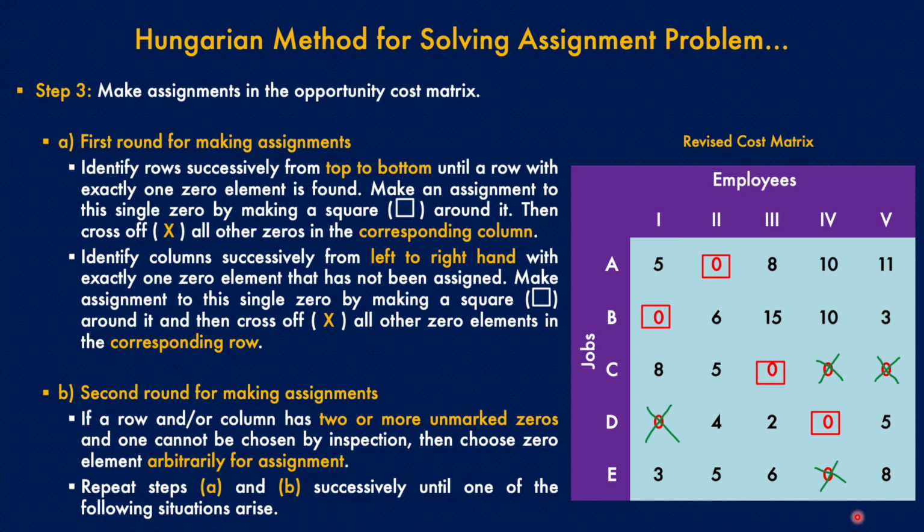For that, we need to check how many assignments we have performed. So 1, 2, 3 and 4. In this case, we have 5 employees and 5 jobs. We should get 5 assignments properly. Then only it will be an optimal solution.